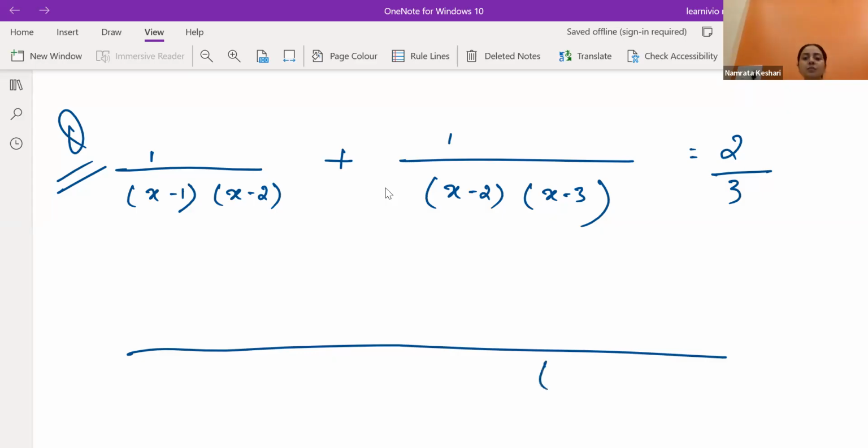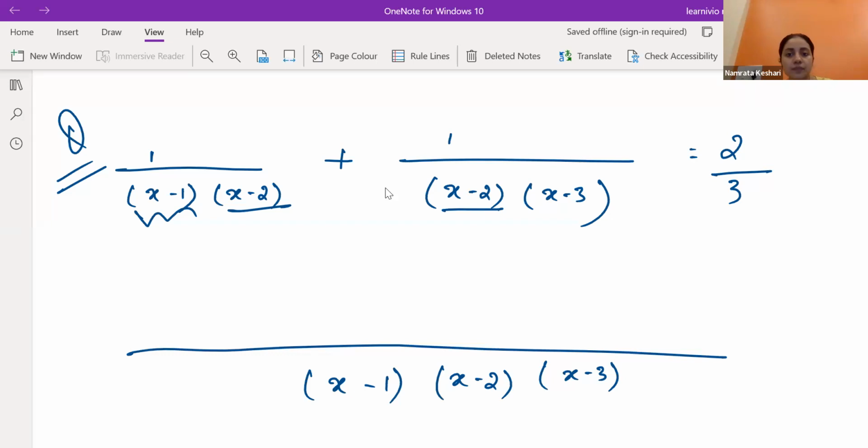x minus 3 will be there. What else? x minus 2 is there, x minus 2 is there, so x minus 2 will also be there. x minus 1 is there, so x minus 1 will also be there. Right, Zoha?